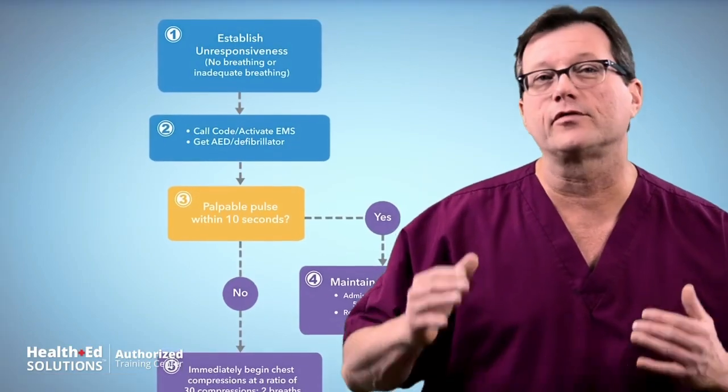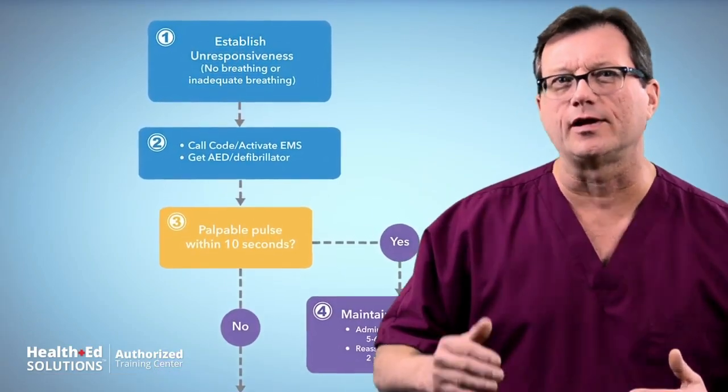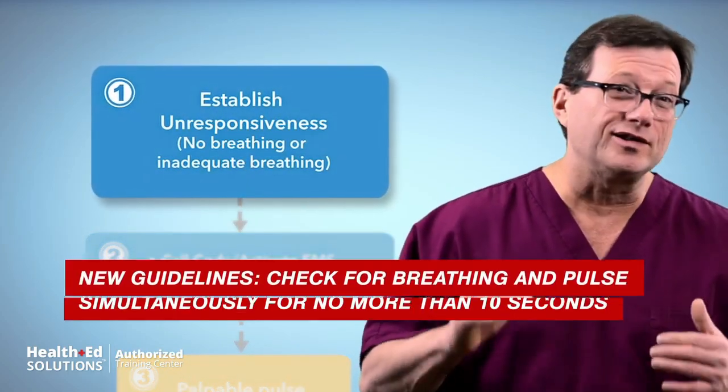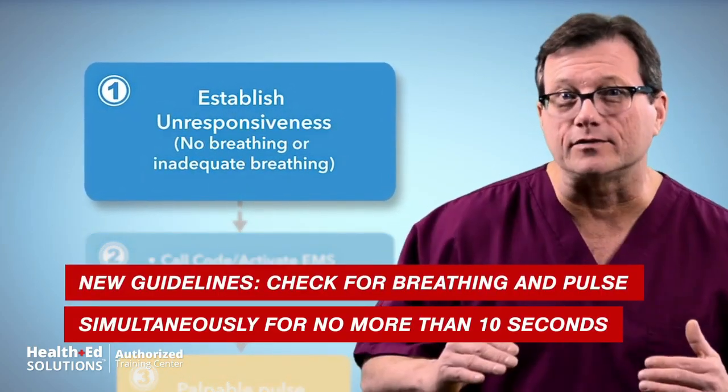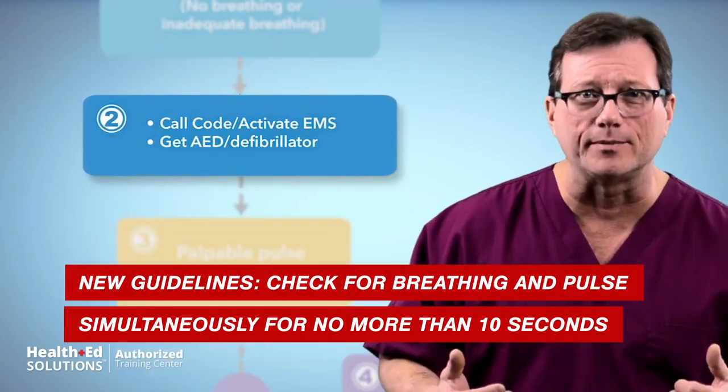Today we're going to review BLS for the healthcare provider for the pediatric patient, for the child. Let's take a look at those skill steps now. First, establish unresponsiveness. Next, look for breathing for about 5 seconds. If this child is not breathing, immediately call a code, get some help coming.